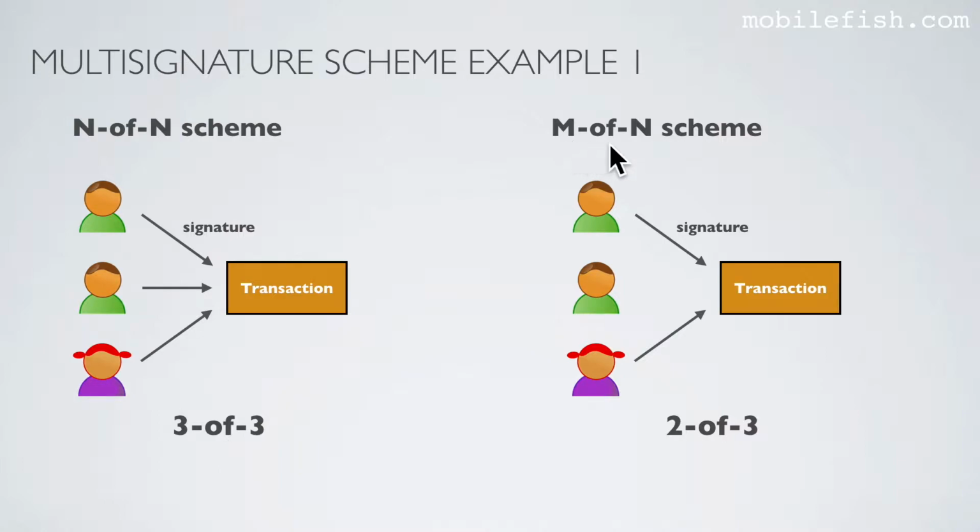This is an M-of-N scheme, where 2 participants, this participant and this participant, need to sign the transaction. This is a 2-of-3 scheme. This is a 2-of-2 scheme. There are 2 participants and each participant needs to sign the transaction. This is a 1-of-3 scheme, where only 1 participant needs to sign the transaction.